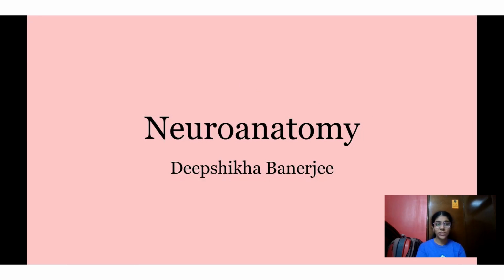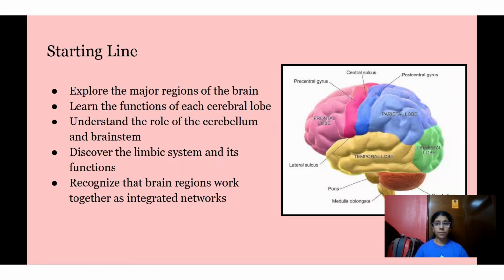I'm here in St. Louis, Missouri, and today we will be going into the fourth module of the micro course Introduction to Neuroscience, Neuroanatomy. A few things we're going to be covering in this module include exploring the major regions of the brain, understanding and learning the functions of each cerebral lobe and the role of the cerebellum and brainstem, discovering the limbic system and its functions, and recognizing that brain regions work together as integrated networks.